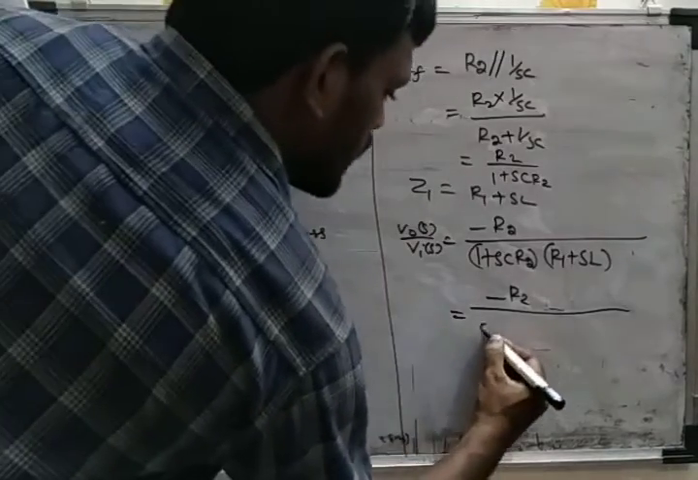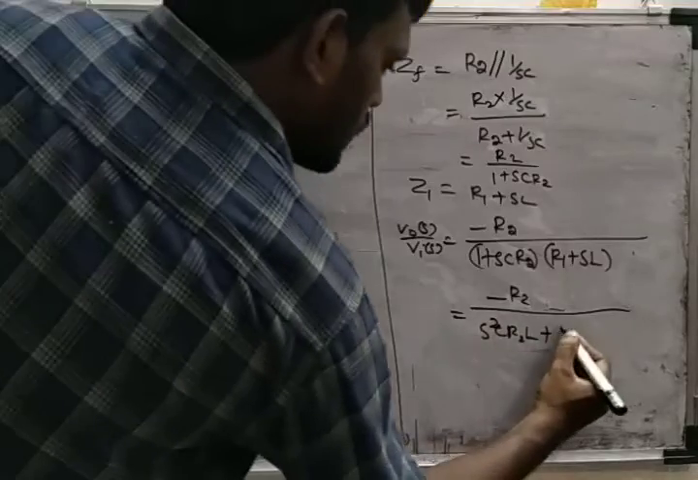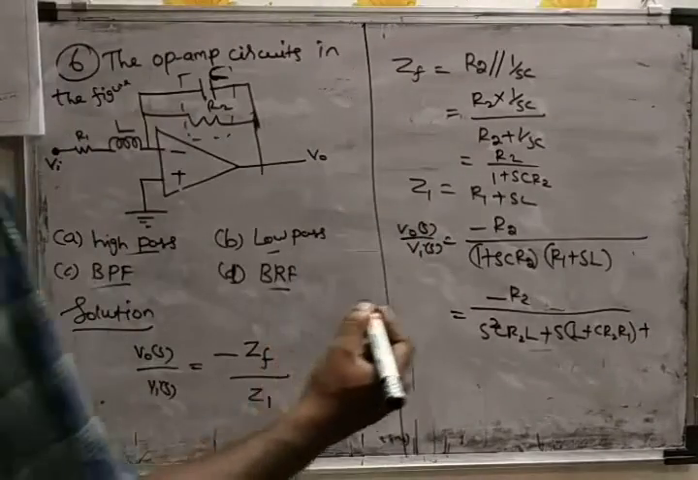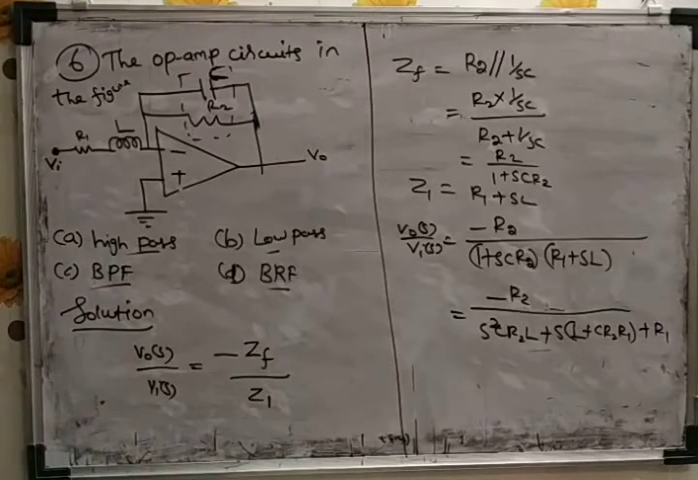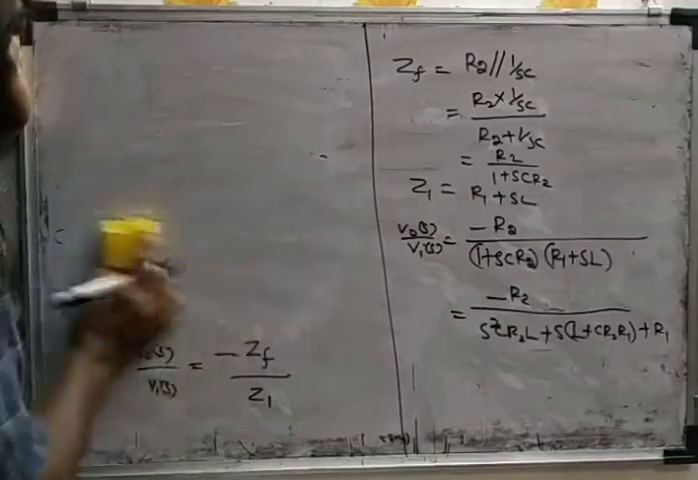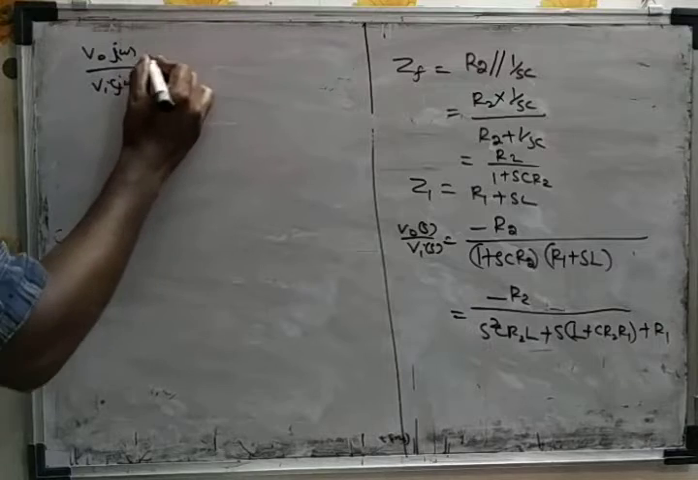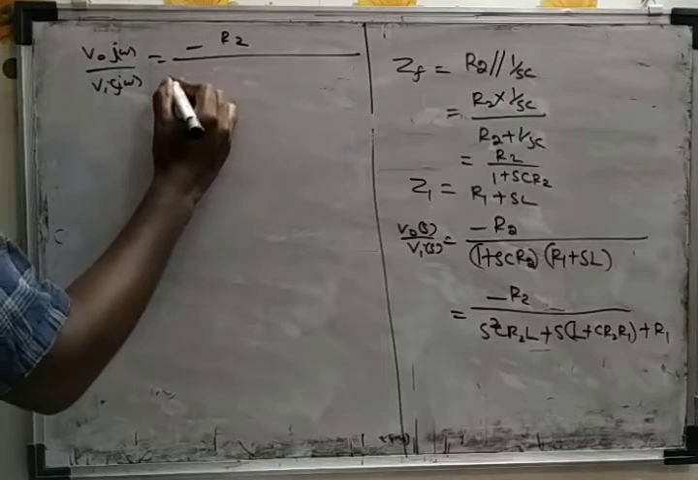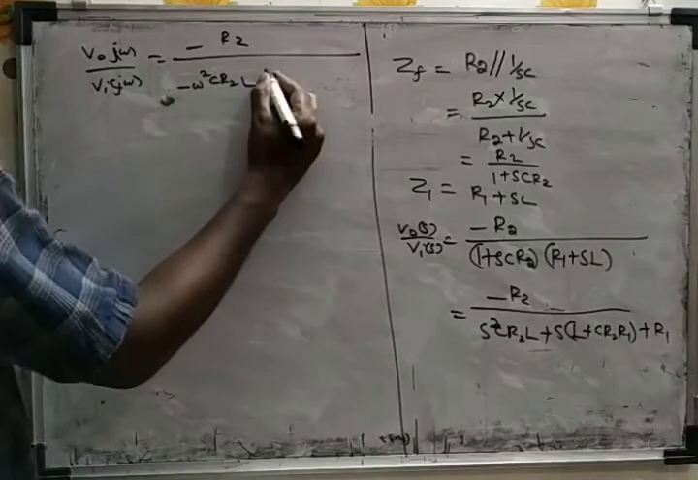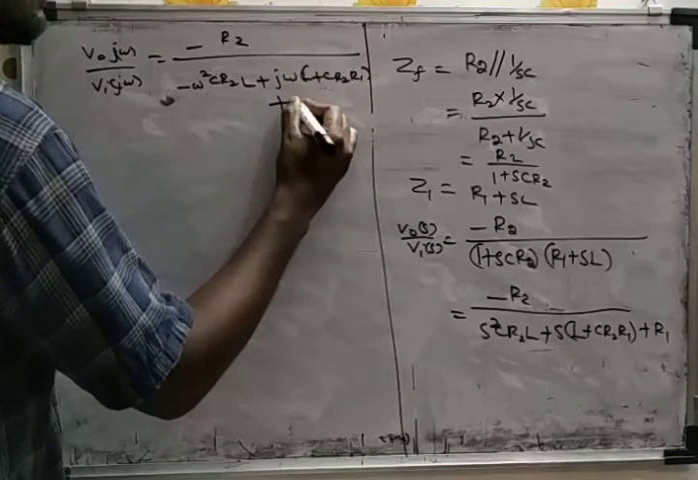If you simplify, you will get minus R2 divided by [s squared CR2L plus s(L plus CR2R1) plus R1 plus R2]... Substituting s equals j omega, where (j omega) squared is minus omega squared, V0(j omega)/VA(j omega) equals minus R2 divided by [minus omega squared CR2L plus j omega (L plus CR2R1) plus R1 plus R2].